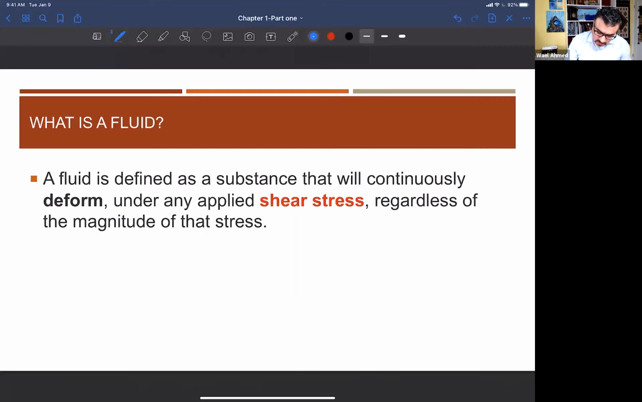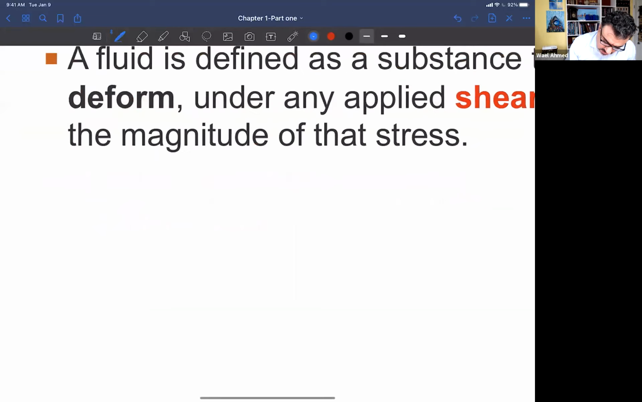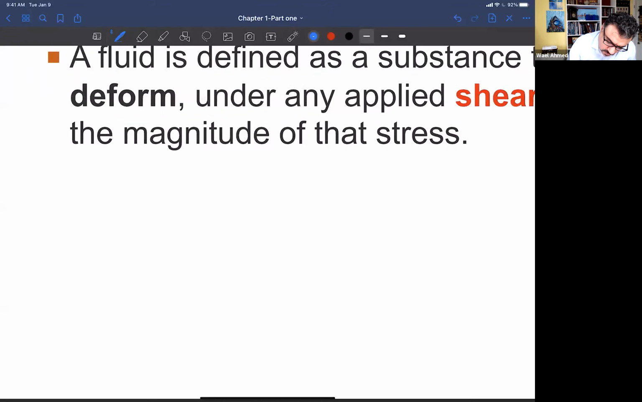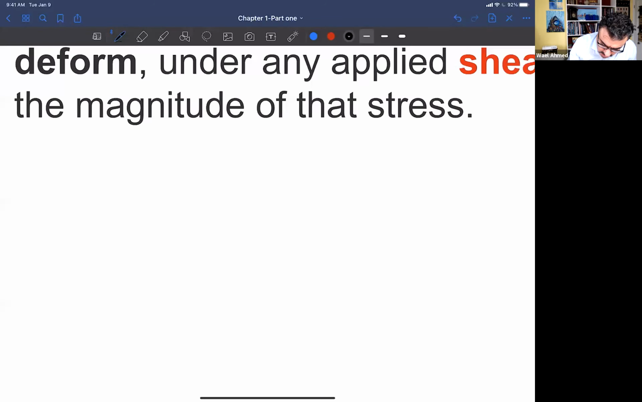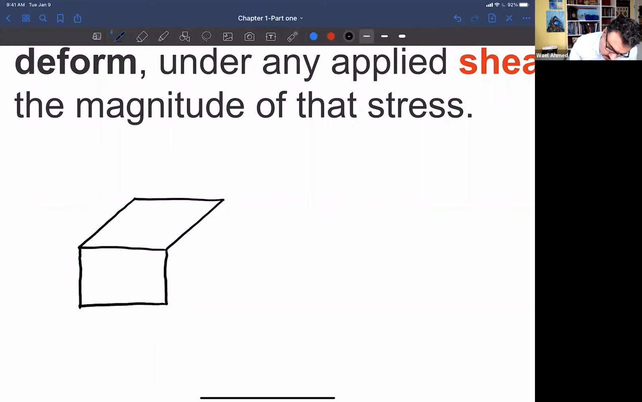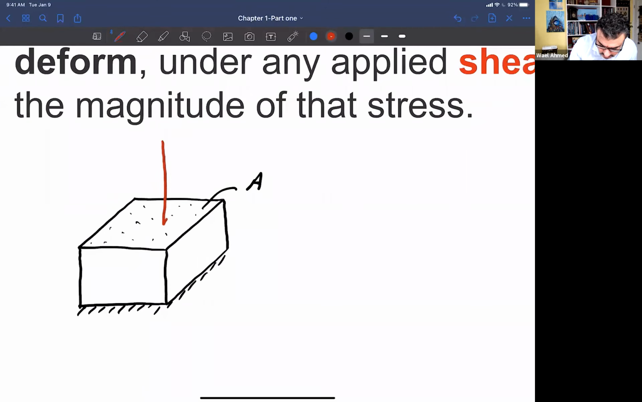So let me go one step back here and explain something very important. When we have an element, let's say this element is like that, a very simple element. Let's assume now this is a solid piece, and this is an area. If I apply a certain force on this area, let's say F1, I hope you see this.